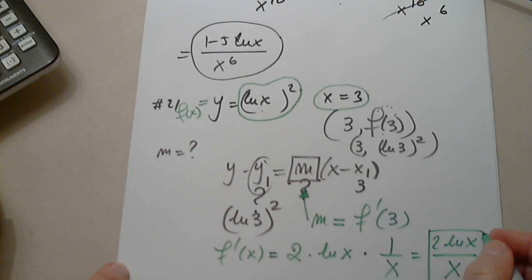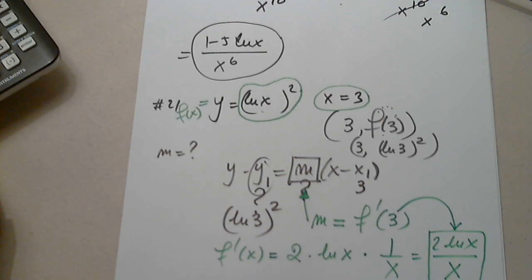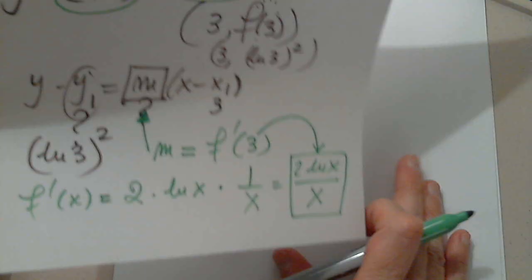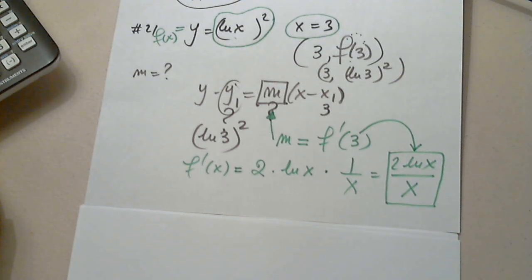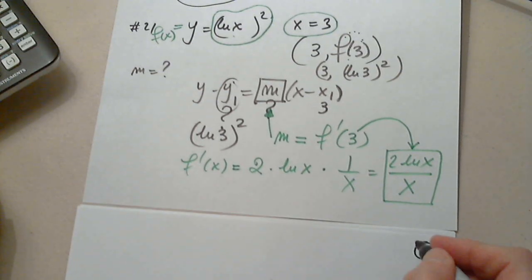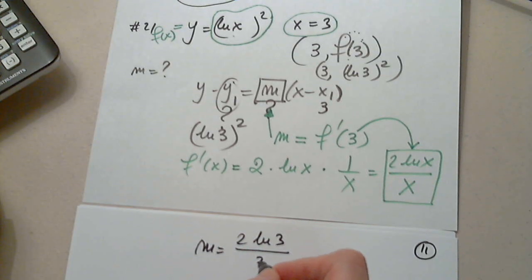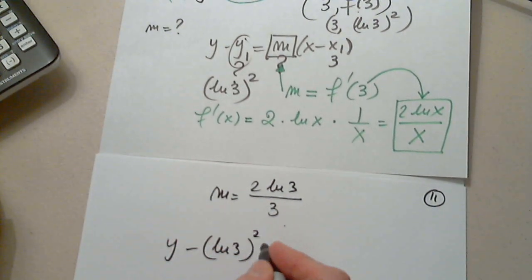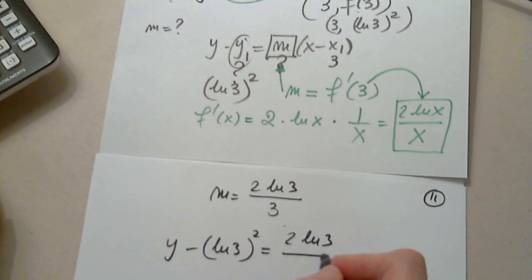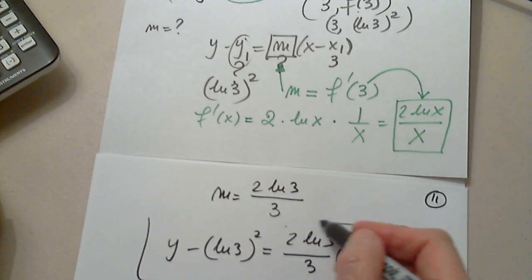This is it. This is where I plug in 3. And when I plug in 3, I don't want to hold you over, as a token of respect to you, but I just want to finish right here. So the slope, and we can finish it up next time, but I just want to plug in 2 natural log 3 over 3. So then we have y minus natural log 3 squared equals 2 natural log 3 over 3 times x minus 3. And we have to simplify it a little bit for next time. Thank you.